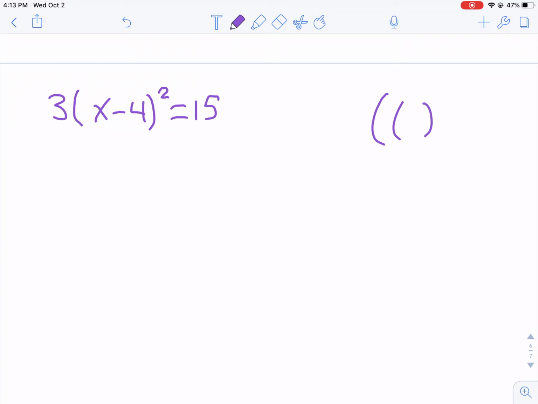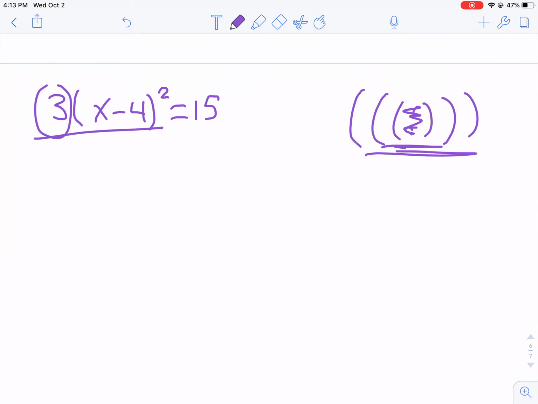It's like you have an onion, okay? And here's the inside of your onion. Here's the outside of your onion. Here's the next layer. You don't peel an onion from the inside out. So I don't deal with that 4 on the inside first, because that's on the inside of my onion, okay? I have to peel the outside layer first. Well, the outside layer is this 3, so I have to divide both sides by 3.